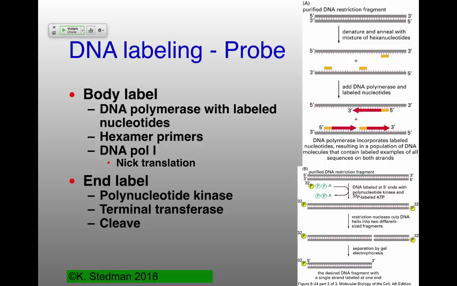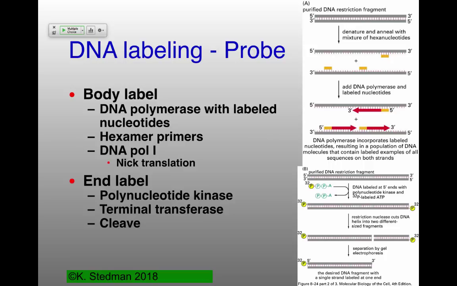Or in this day and age, usually people just buy their nucleic acids and say, please put a label on it, and they click that box when they're ordering them online. But you can also use these enzymatic techniques. Another one, end labeling, is okay, but you are only going to get a label at one end of your particular DNA. And if you have a lot of that, that's fine.